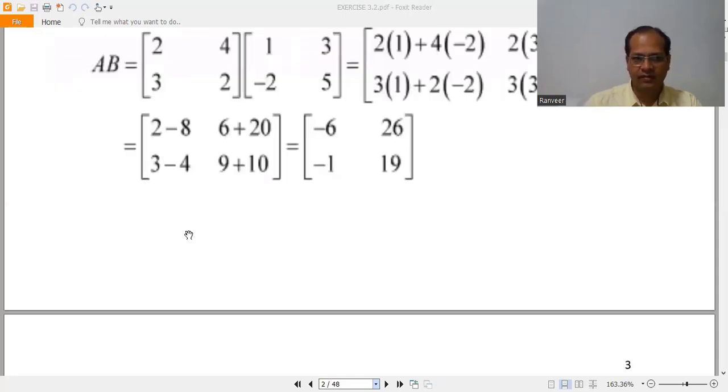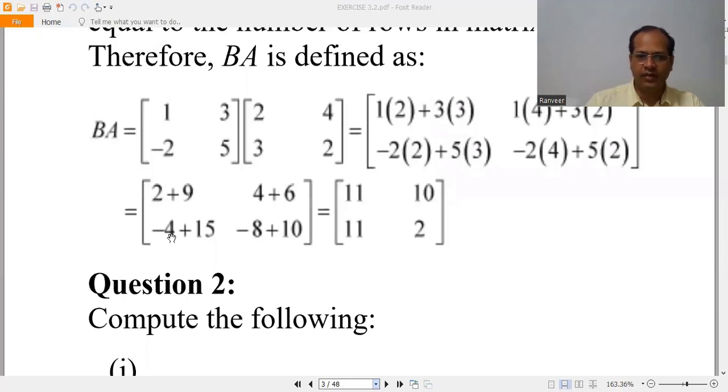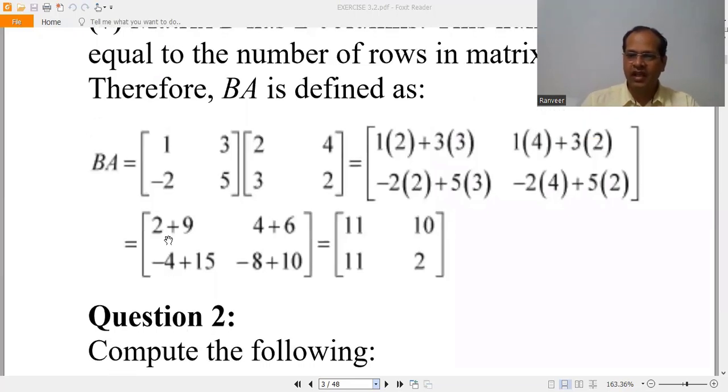This is the product. Similarly, BA. Always remember, AB and BA are not the same in matrix multiplication. This is also the same question. Easily you can do it, match your answer, and you will get this answer, row by column.